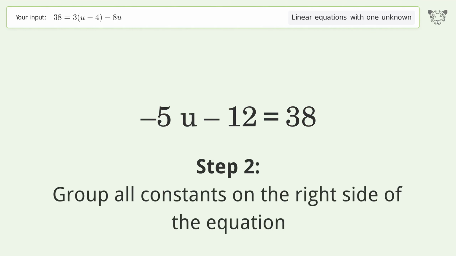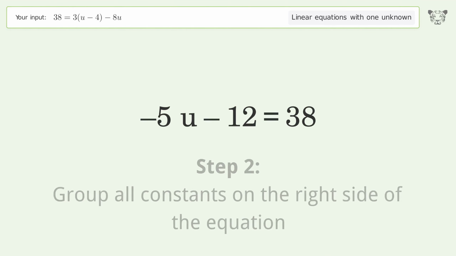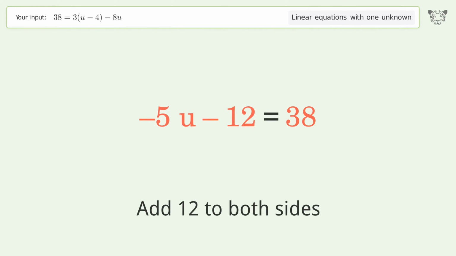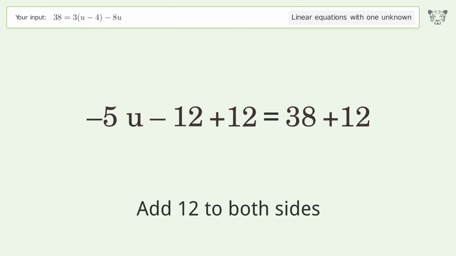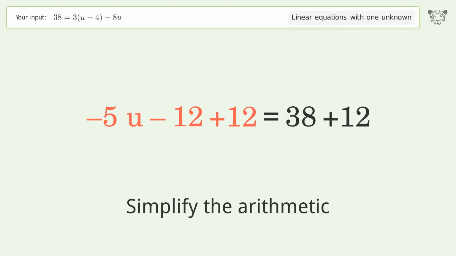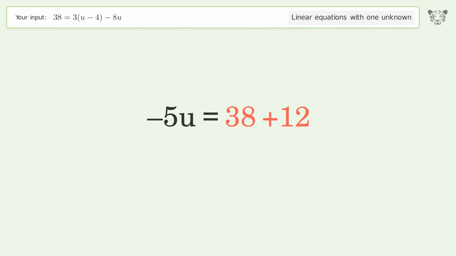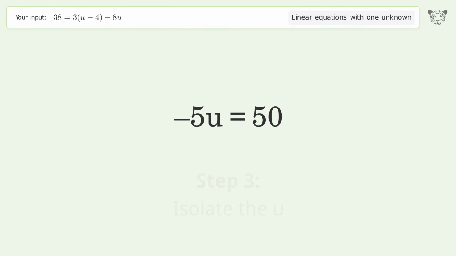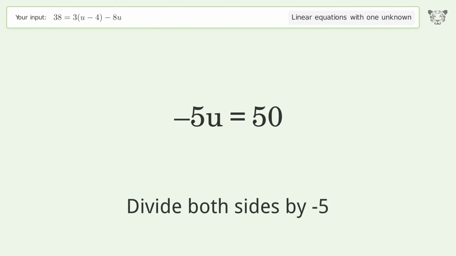Group all constants on the right side of the equation. Add 12 to both sides. Simplify the arithmetic. Isolate the u. Divide both sides by -5.